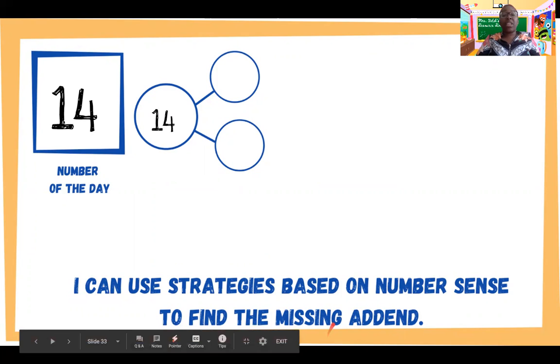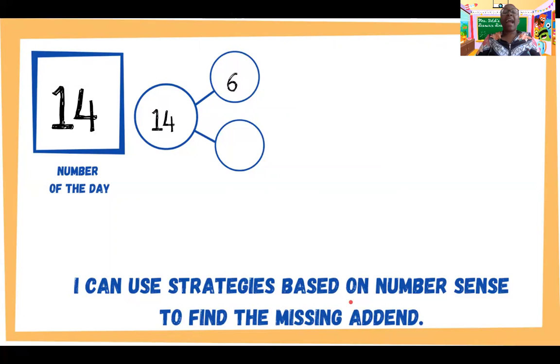Well, the number we're going to use in one of our little bubbles today is 6. So 6 is one of our add-ins. Our other add-in is going to be a question mark because we don't know what it is yet. Remember, our two add-ins are going to come together to equal our sum, which is 14.